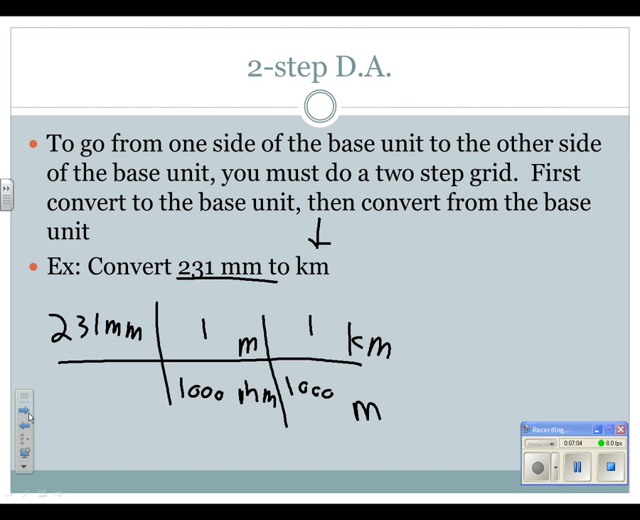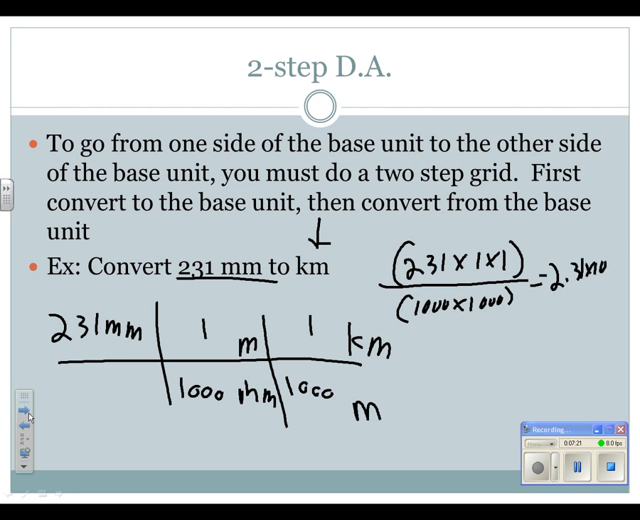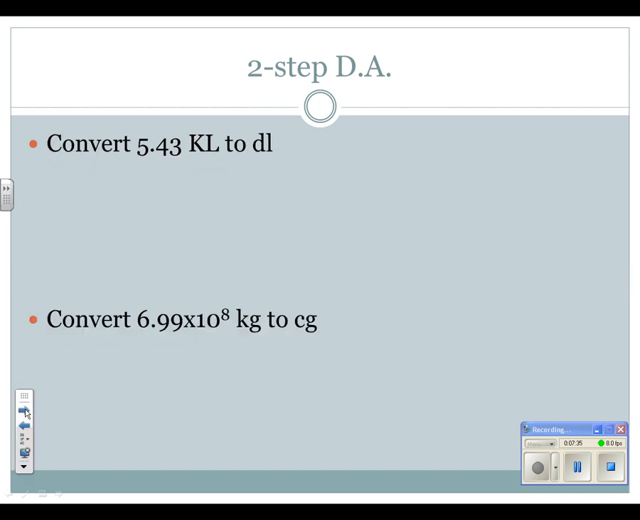Now, let's do the math. 231 times 1 times 1, now here's where your parentheses really matter, divided by 1,000 times 1,000. That will give you 2.31 times 10 to the negative 4 kilometers. A little bit prettier for you. So now you got 2 practice problems. You can go ahead and try those. I'll keep on working them out.